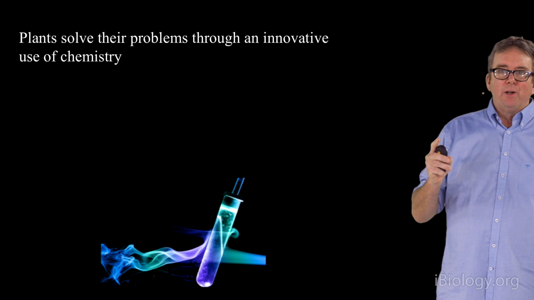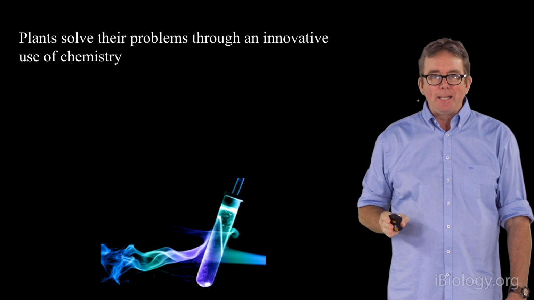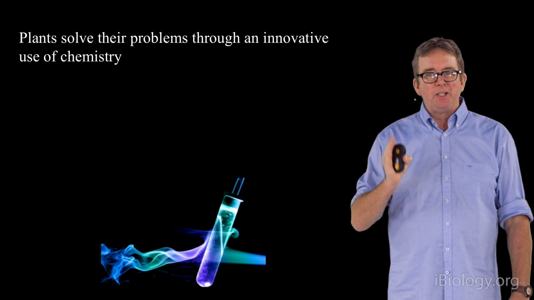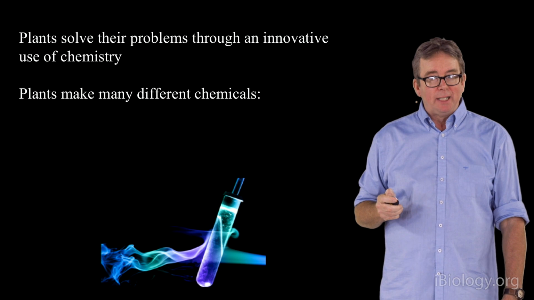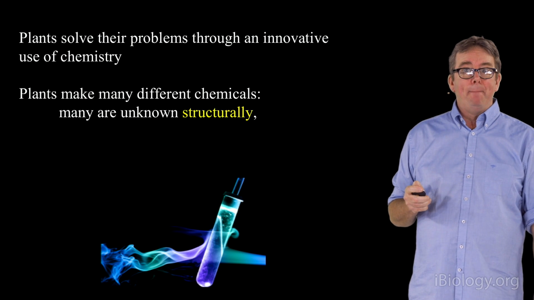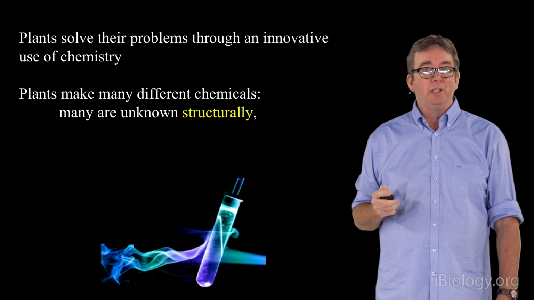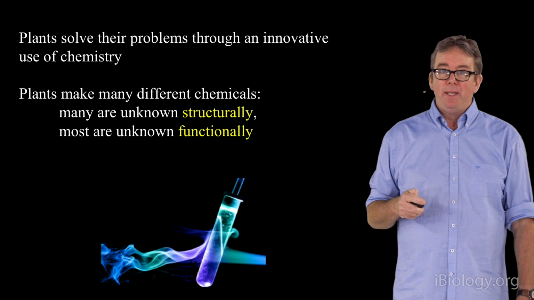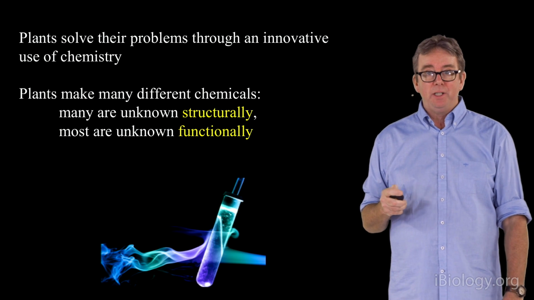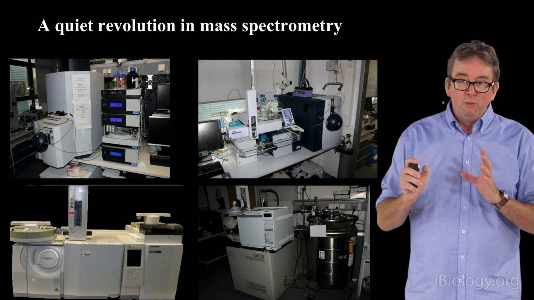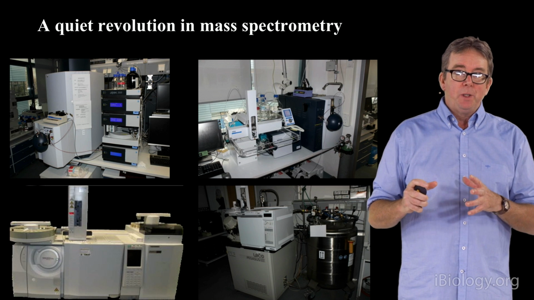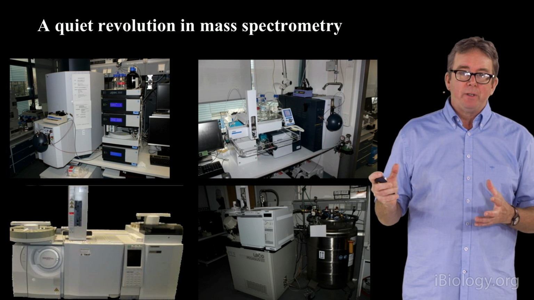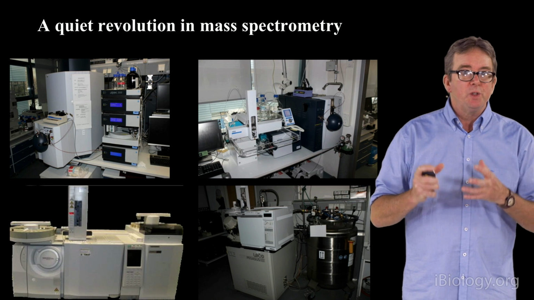Now, what I've been trying to argue for this talk is that plants solve their ecological problems through an innovative use of chemistry. Plants produce lots of different types of chemicals, and many of those chemicals are structurally just not understood, and most of them actually are not functionally understood. What's really exciting about being a plant biologist today is that there's a quiet revolution in mass spectrometry occurring really as a consequence of Moore's law.